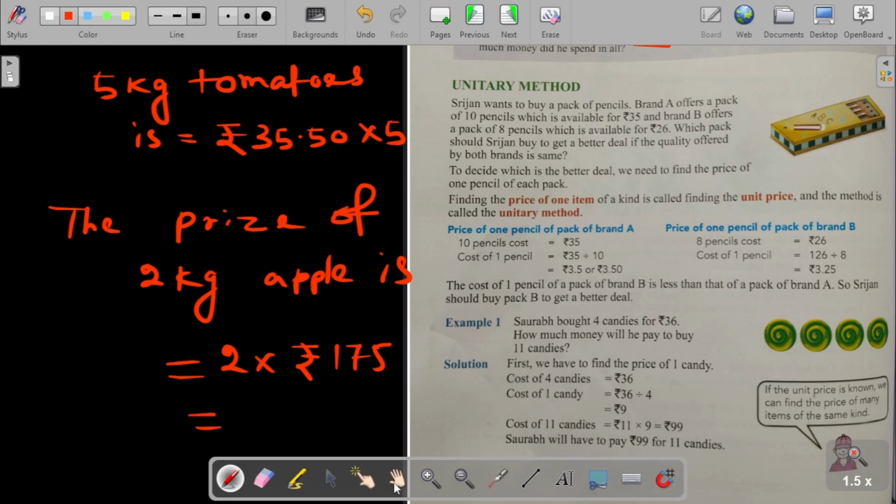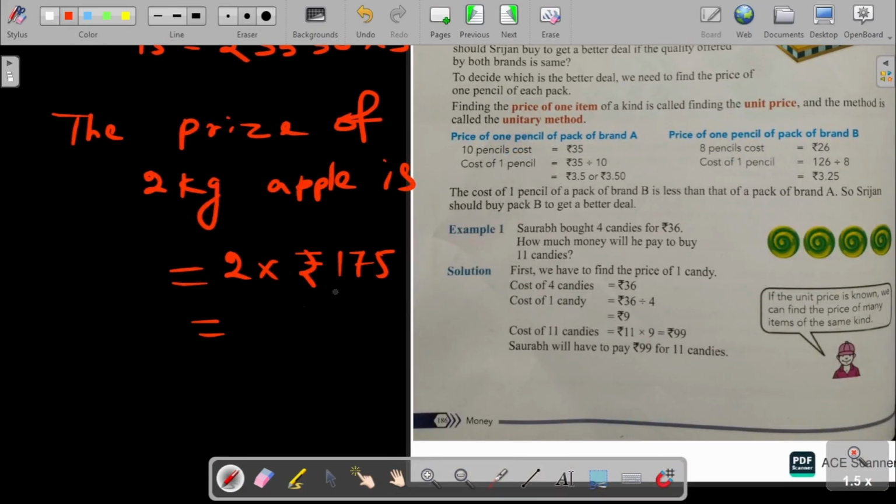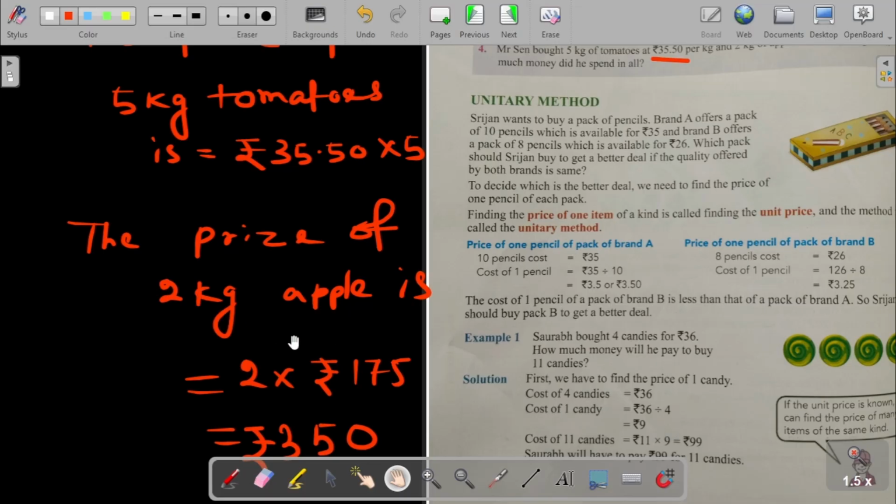And this is equal to what? 175 multiplied with 2. So 5 multiplied with 2, 10. We write 0 and 1 is carry forward. So 7 multiplied with 2, 14. And 14 plus 1, 15. So we'll write 5 and 1 is carry forward. So 2 multiplied with 1, 2, and 1 is carry forward. So 350. So the price of 2 kg apple is 350.